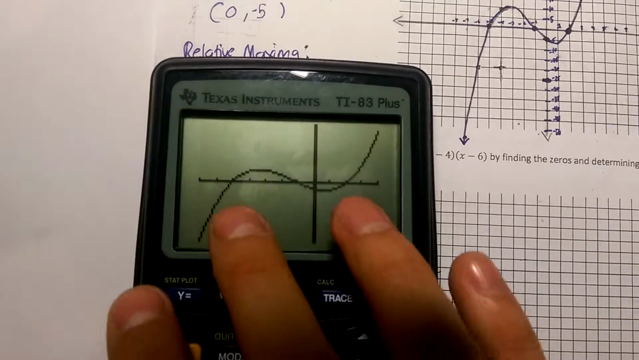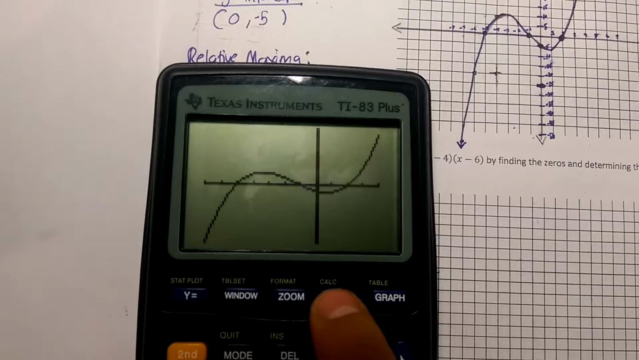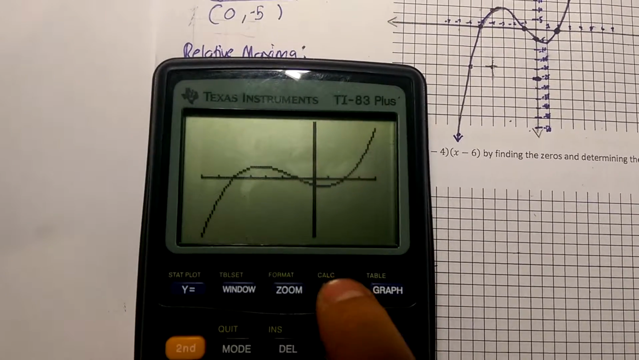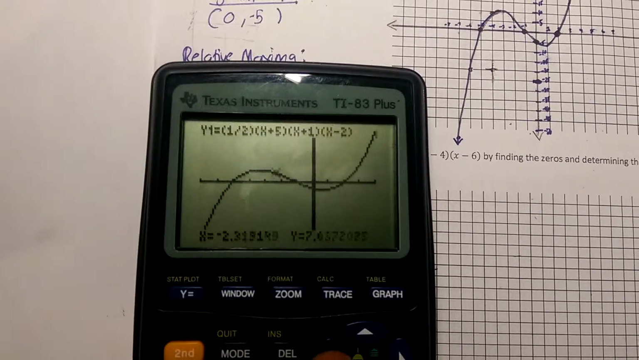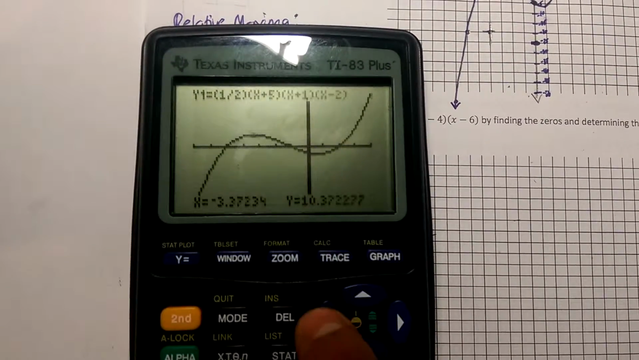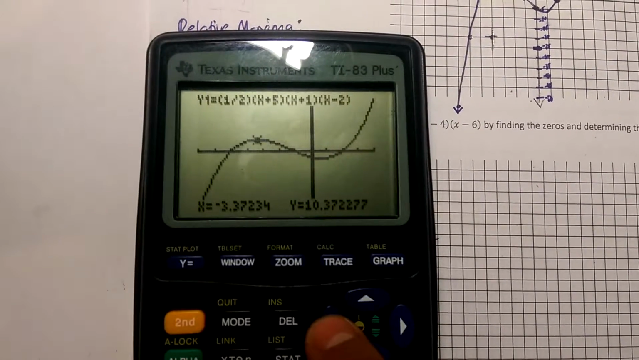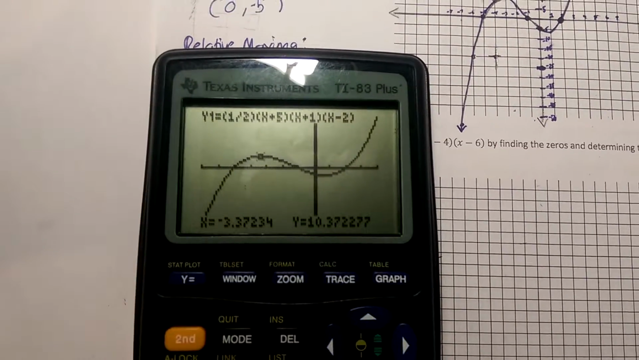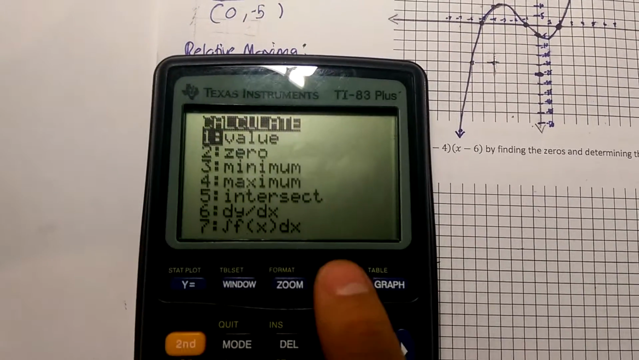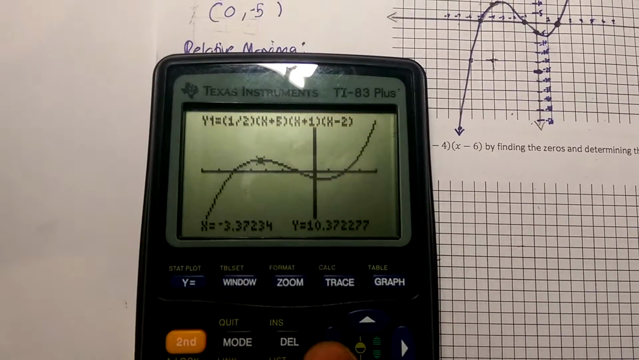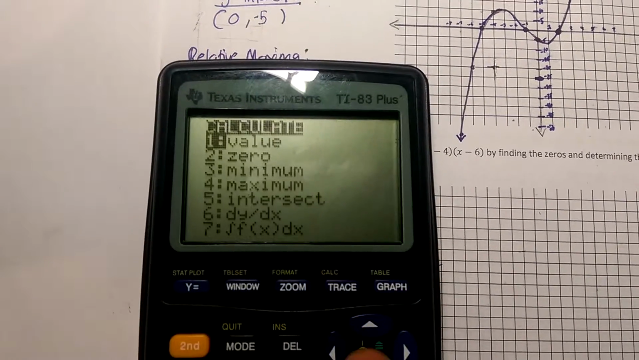We know that the relative maxima is right there, okay? So what I'm going to do is hit trace. When you hit trace, the calculator puts you on the polynomial. So you move it left or right, wherever. I'm going to put it right where the maxima is. It's right there. Then you hit second trace. The whole point, one more time, is that you press trace so that you can move, and then once you're there, second trace.